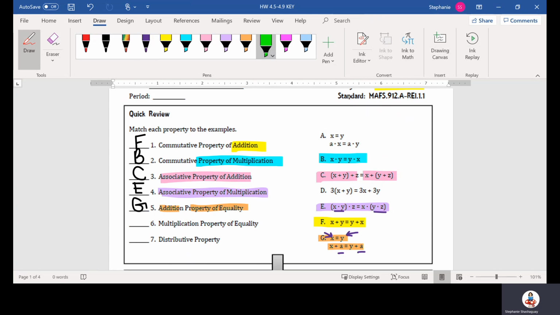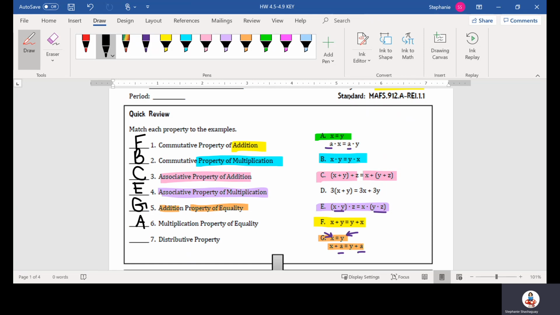Then I have the multiplication property of equality. Again, whatever I do to the left, I have to do to the right. Well, in this equation, I multiplied the left side of my equation by A, and I multiplied the right side of my equation by A. And so the correct answer here is letter A.